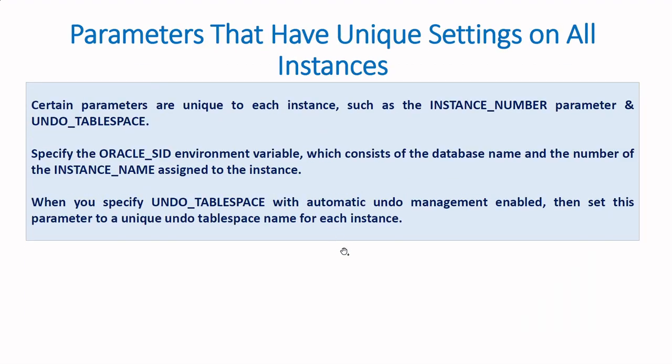Now, remember that there are some parameters on the cluster that need to be different. Instance number has to be different. So you cannot have the same instance number. And if you are using automatic undo management, then you should have a different undo tablespace. So there are some parameters in the RAC that need to have different values per node. You cannot have the same values across the RAC cluster.